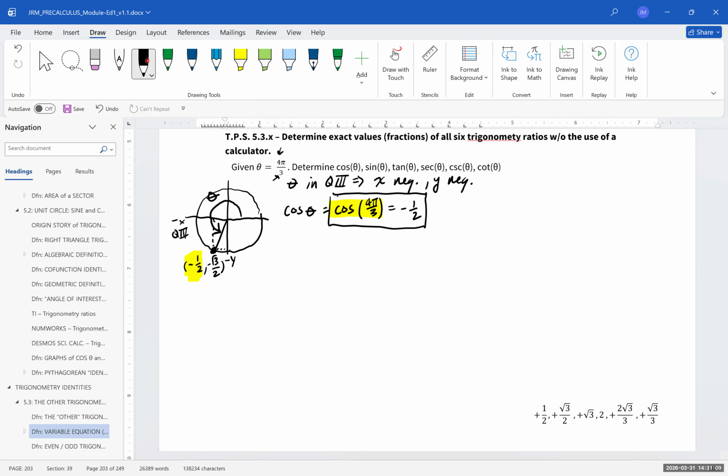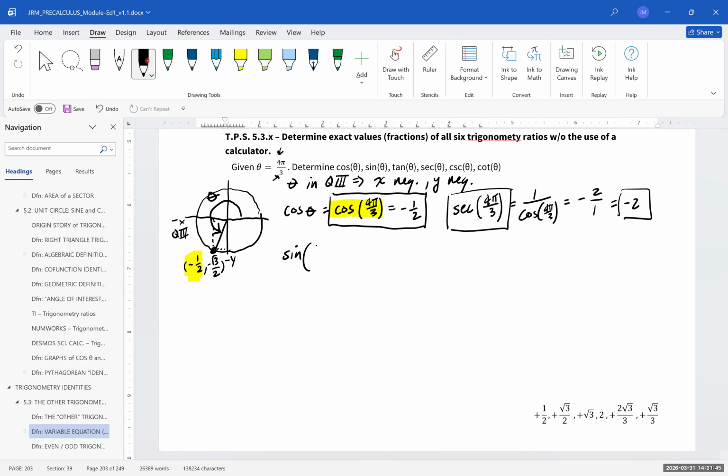So there's that one. Let's go ahead and do the reciprocal. The reciprocal of cosine is secant, and that's, of course, 1 over cosine. So we just take numerator and denominator and flip them. So that gives us negative 2. So the secant of 4 pi over 3 is negative 2.